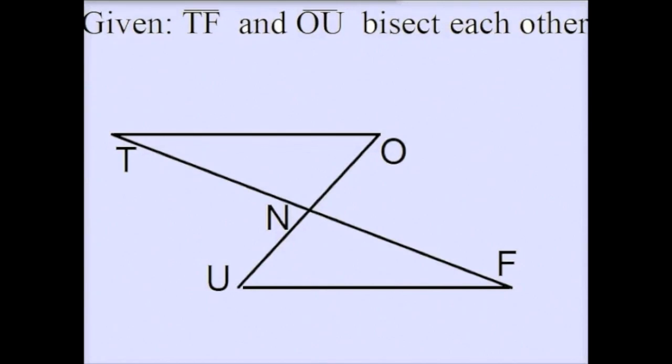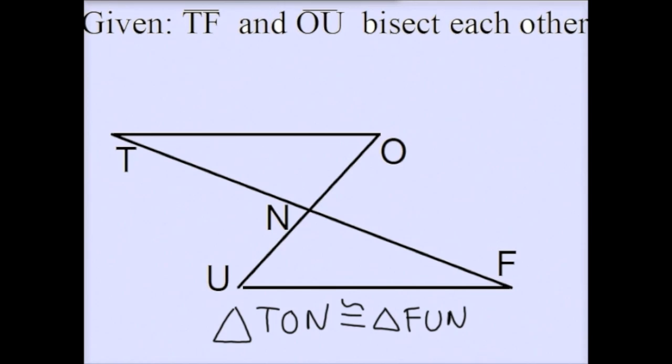Again, we're dealing with two triangles that we want to prove congruent, so let's name them. So we can call them triangle TON and triangle FUN, as in proof is a ton of fun. All right, so we want to first prove that TF and OU bisect each other. What does that mean? Well, this word bisect. Bisect means cut in half. So TF and OU cut each other in half. In other words, TF refers to that long segment. TF is cut into two equal parts. Similarly, OU is cut into two equal parts.